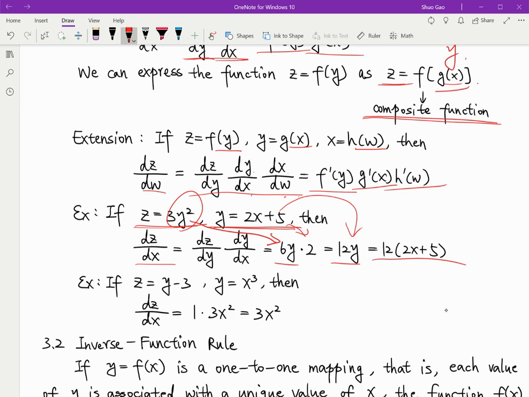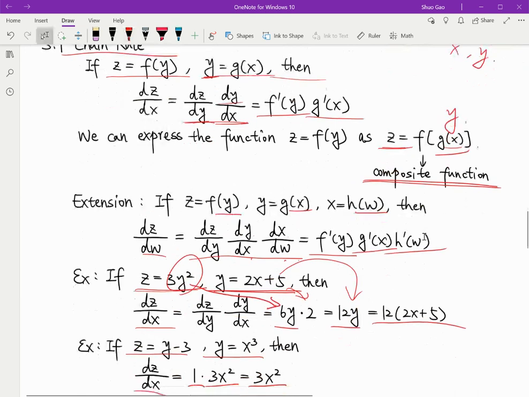So for the second example, z equals y minus 3, y equals x cubed. So again, dz over dx: first take the derivative of z with respect to y. So this is 1. And then we calculate dy over dx. So this is 3 times x squared. So the derivative is 3 times x squared.